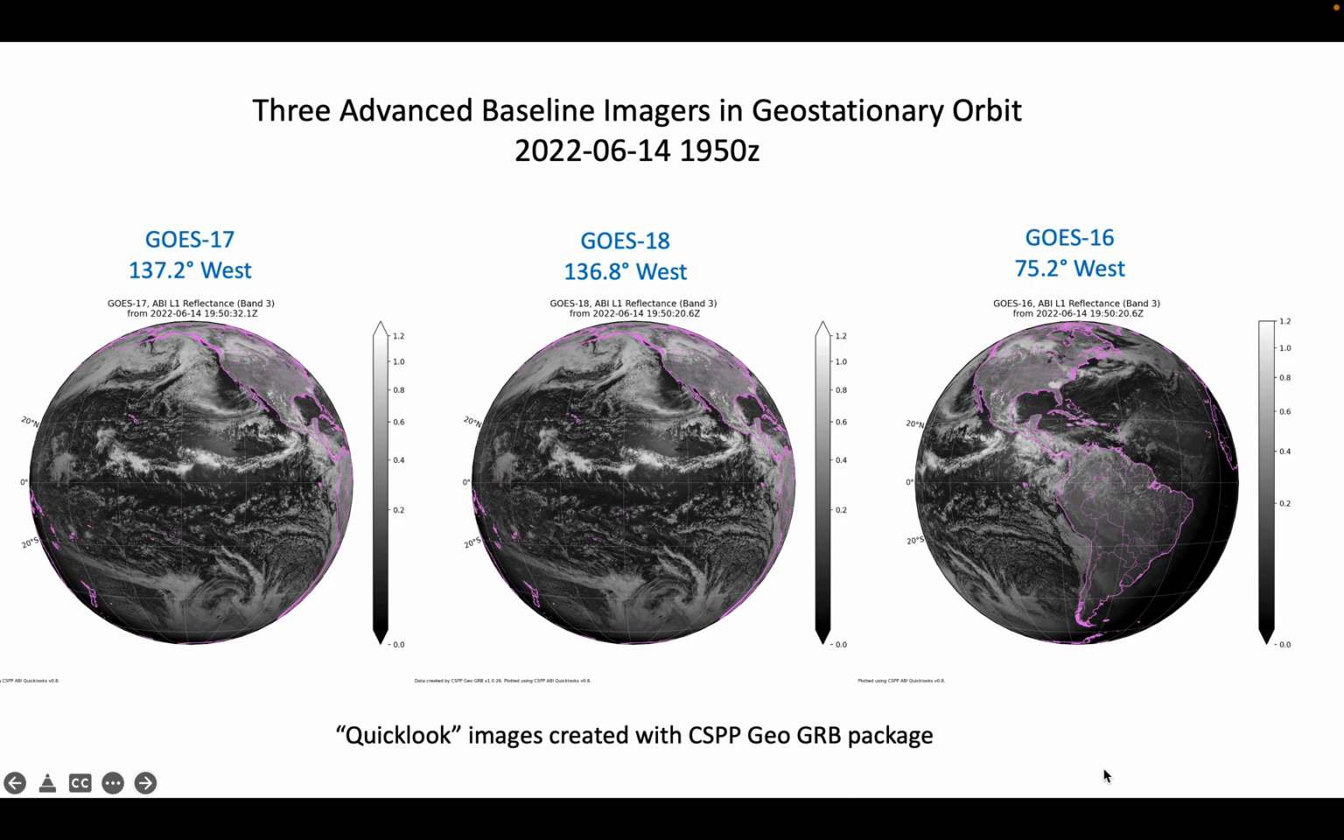So now that we have GOES-18 in orbit, we can produce images like this. These are quick looks that were generated with the GRB package. 3 ABI imagers from geostationary orbit. And in the middle is GOES-18. This is taken from the interleaving test. And the images are all at the same time. On the left is GOES-17. At this scale anyway, you can't see any differences between those 2 images. They're right next to each other. They're also reprojected to the same projection. So it's a good thing that you can't see any differences.